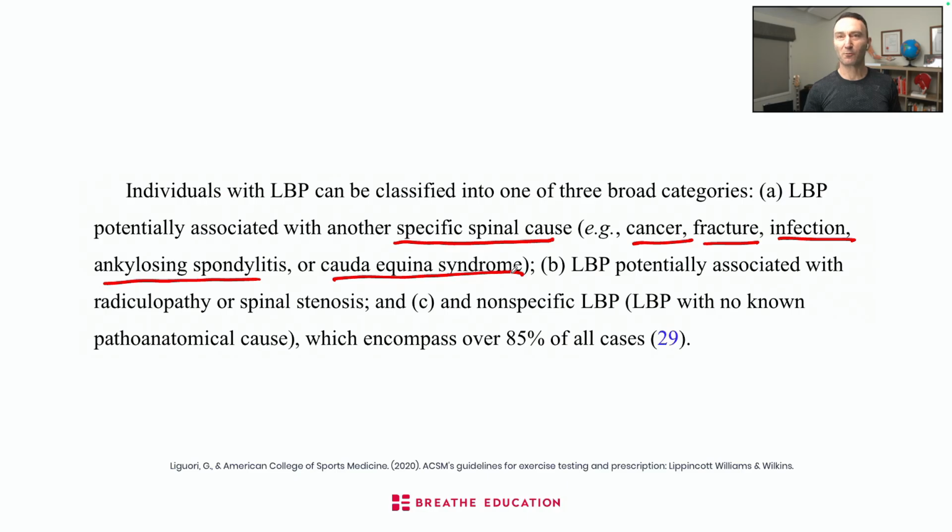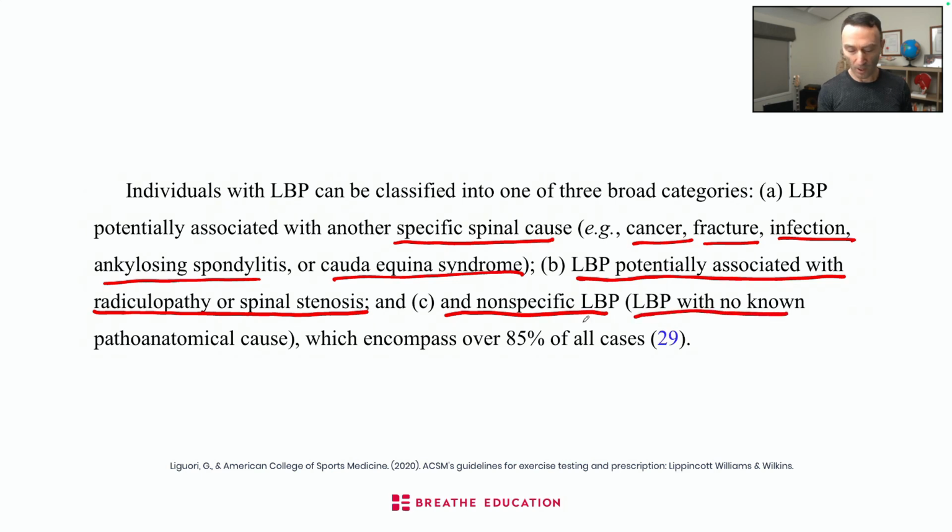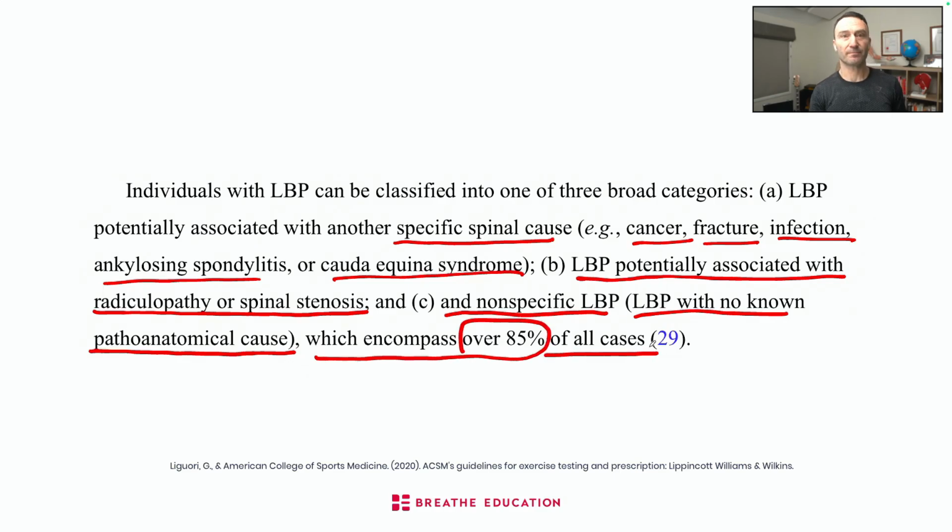Okay, so three categories. There are only three kinds of low back pain in the world. A, low back pain caused by red flags. B, low back pain potentially associated with radiculopathy or spinal stenosis. Okay, we're going to talk about what that is. And C, non-specific low back pain: low back pain with no known pathoanatomical cause, which encompasses over 85% of all cases.